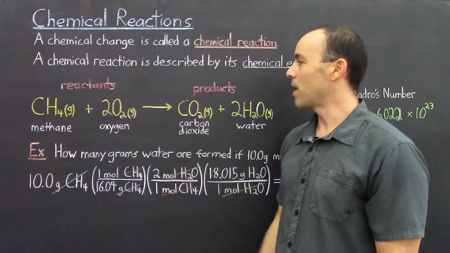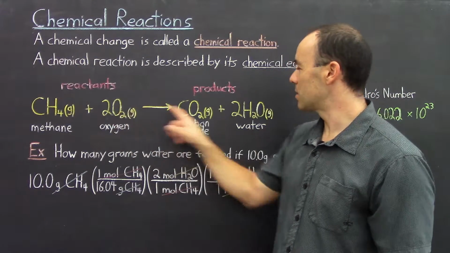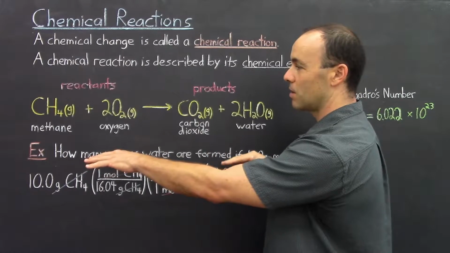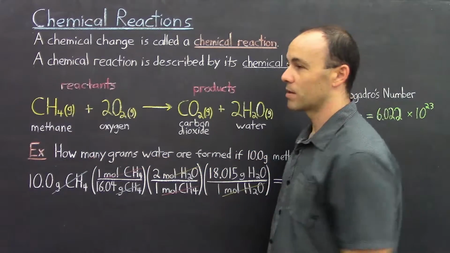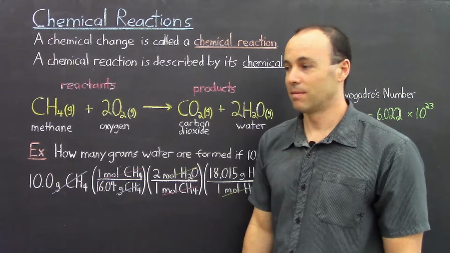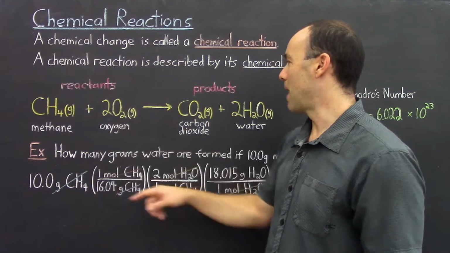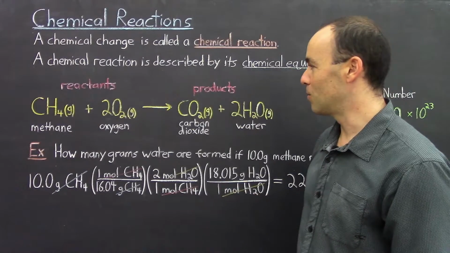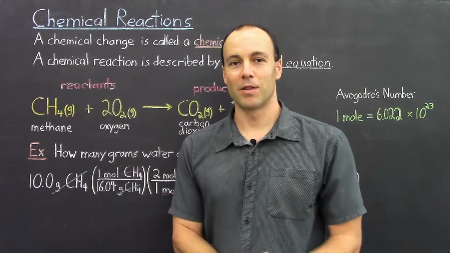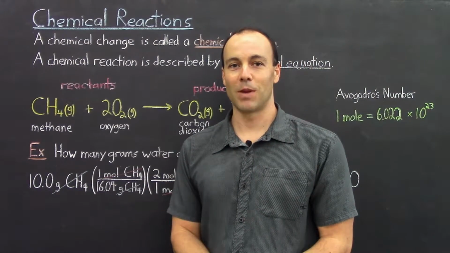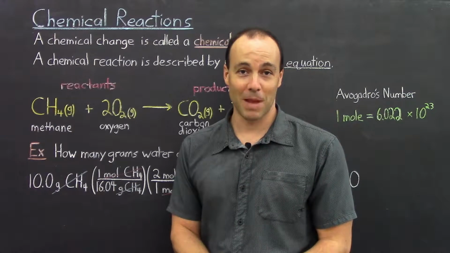So that process of adding coefficients to balance the number of atoms that you start with and end up with is called balancing the reaction. This is a pretty simple one to balance. You just need a 2 right here and a 2 over there. If you recall in general chemistry, some of the reactions are quite difficult to balance.